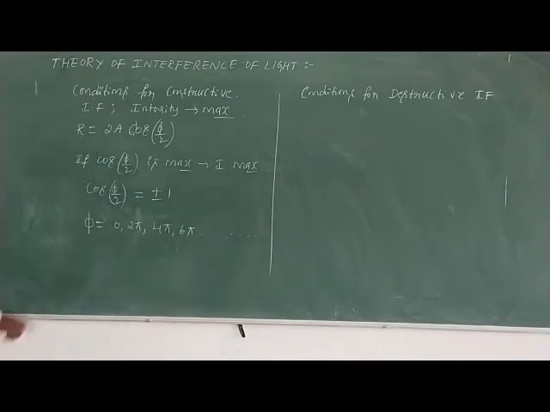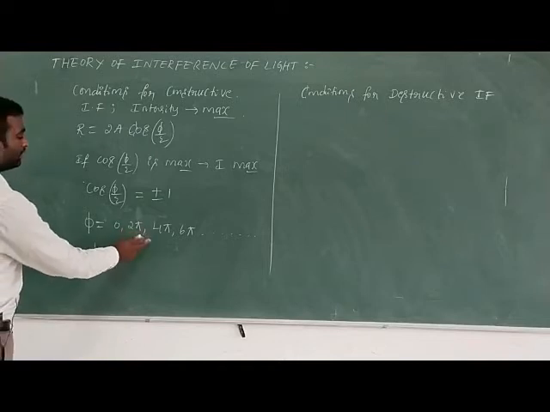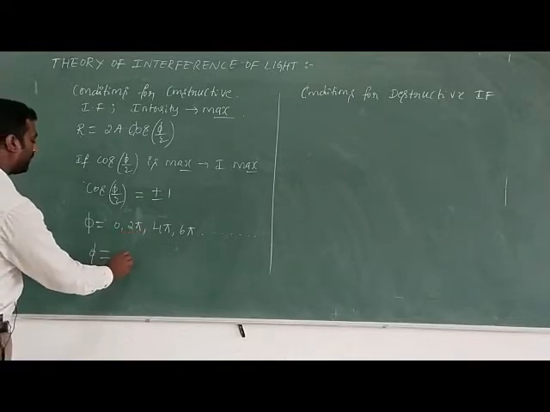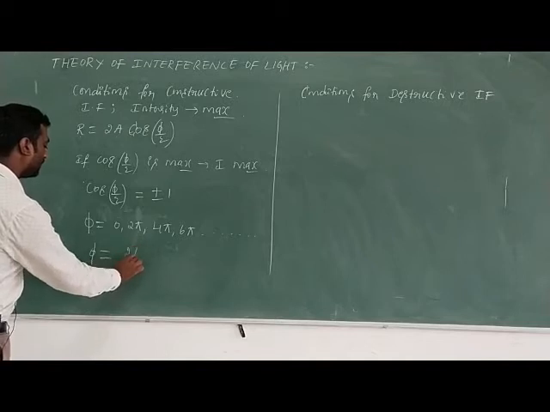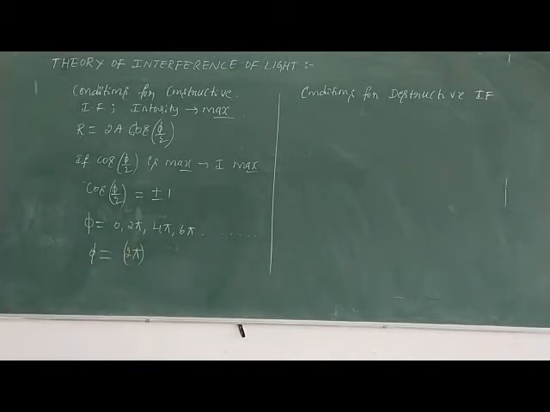That means here, what is the condition we have for the path difference? Condition for constructive interference in terms of path difference. Pi is equal to. So what is the condition? Which multiples is it? Multiples of 2 pi. That means constructive interference.